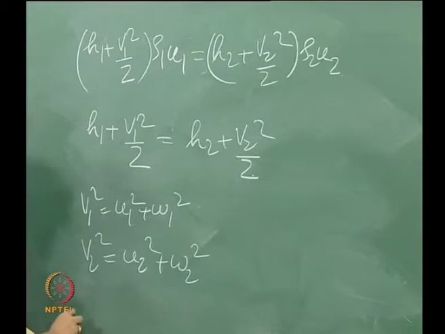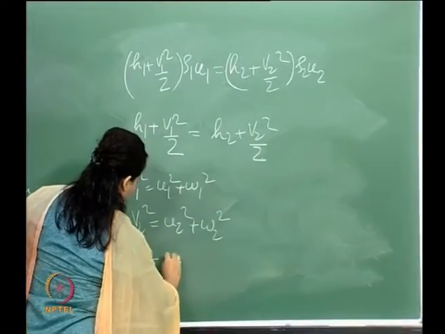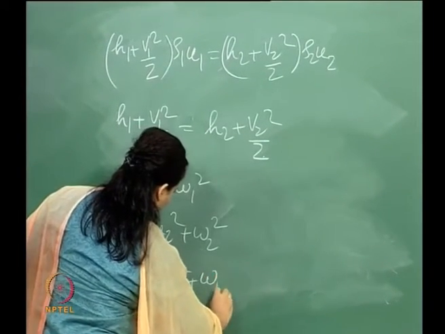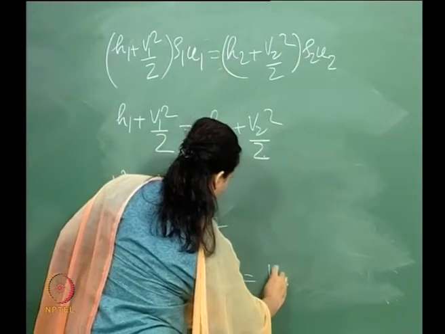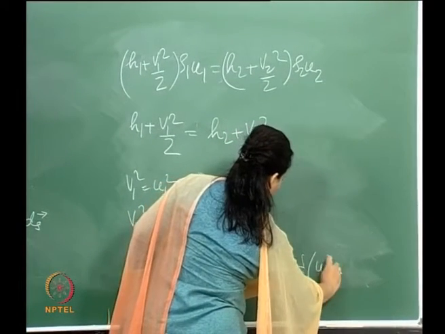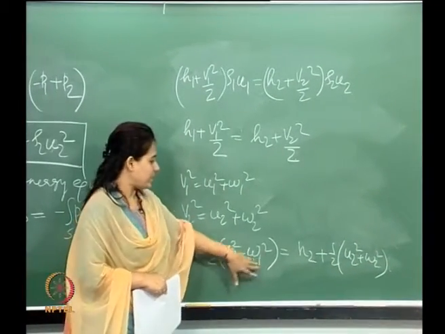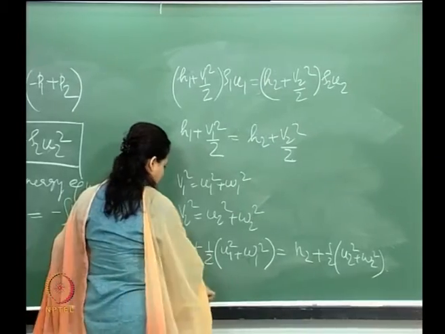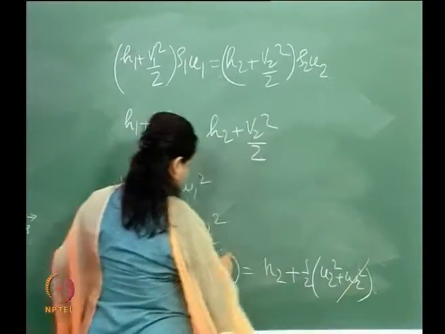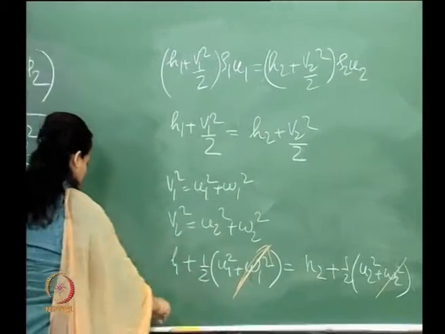So this equation becomes this. But W1 is equal to W2, we have just shown that, which means that we can cancel it out on either side. So then what we get for the energy equation is this.